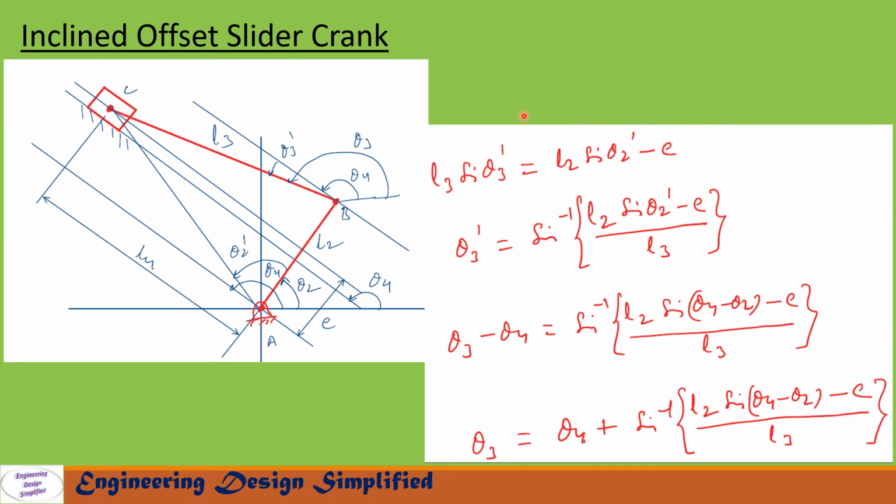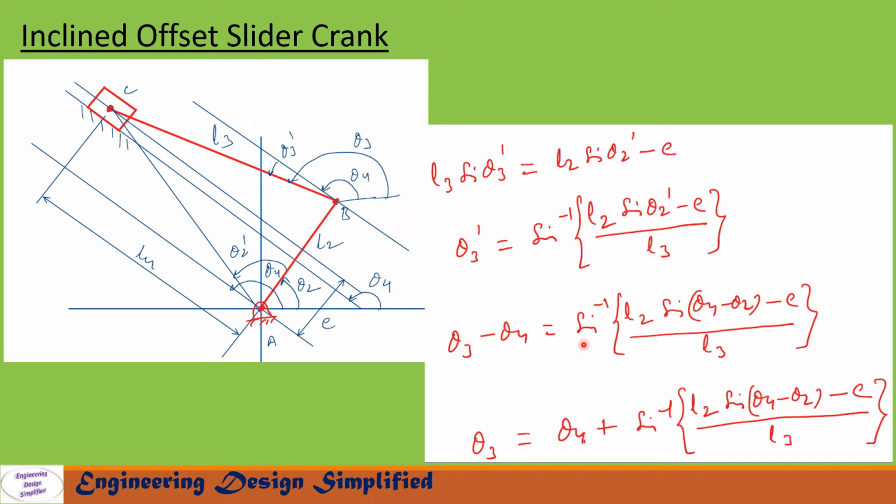So now let us simplify this second equation. From this, theta 3 prime can be written as theta 3 prime equal to sine inverse of (L2 sin theta 2 prime minus E) by L3. So we know that theta 3 prime equal to theta 3 minus theta 4. Similarly, theta 2 prime equal to theta 4 minus theta 2.